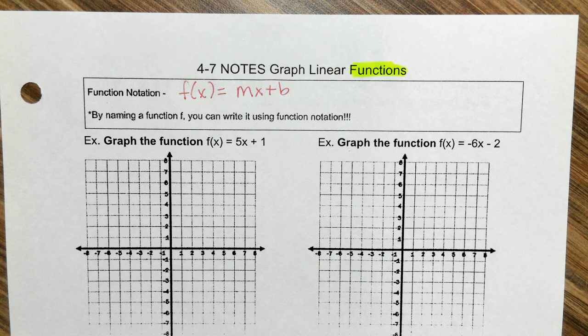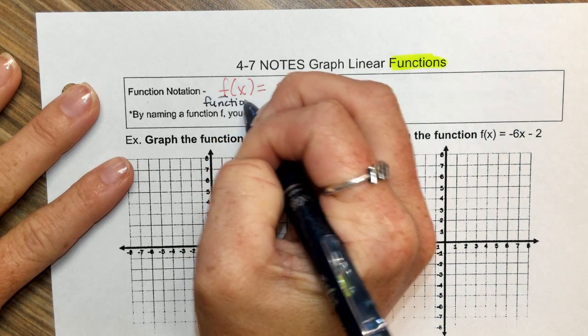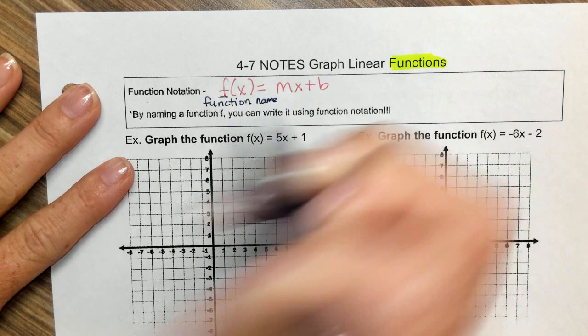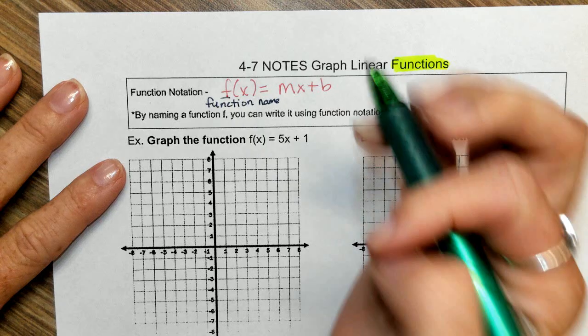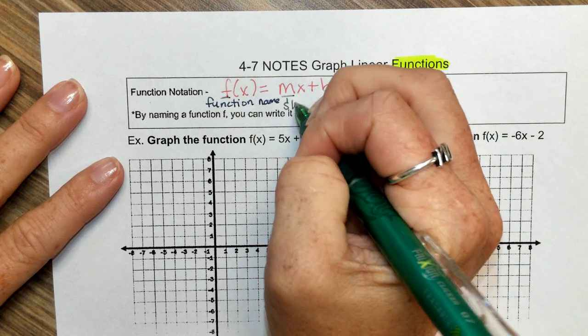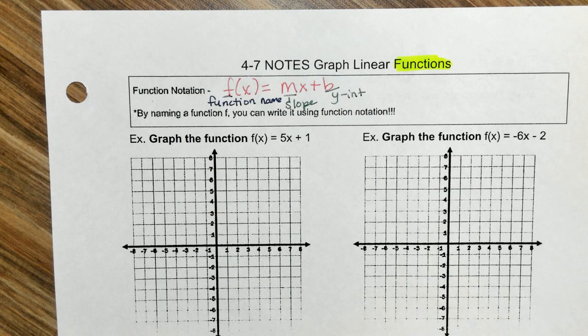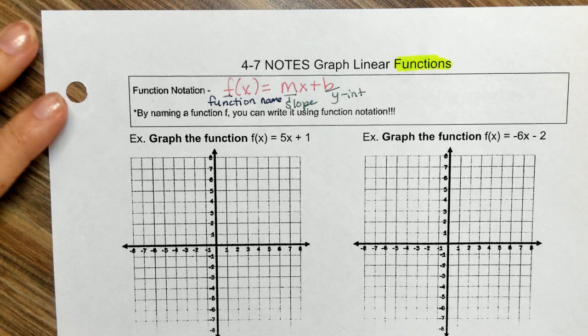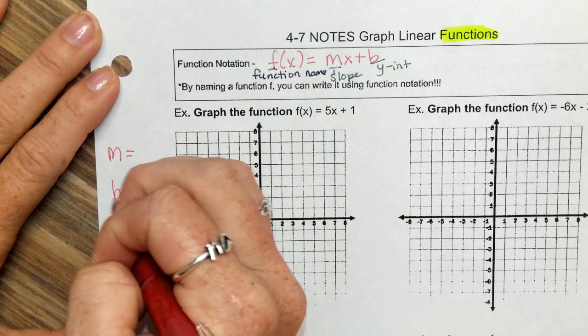Remember that whatever is here is the function name. The m is still the slope. The b is the y-intercept. All right, let's do the first one. To graph any function, you need an m and a b.